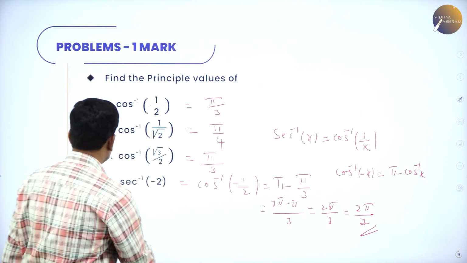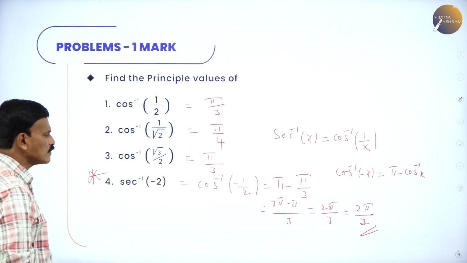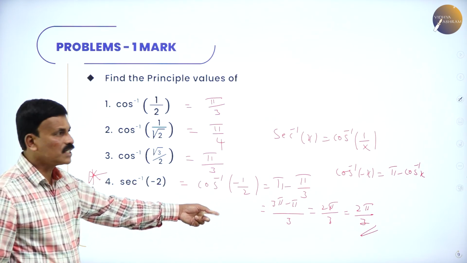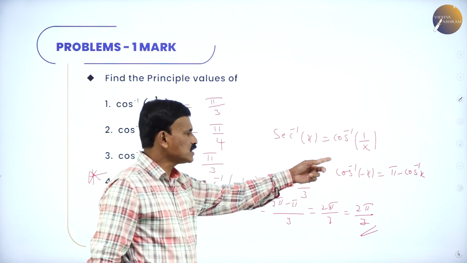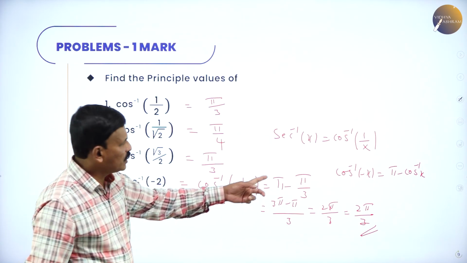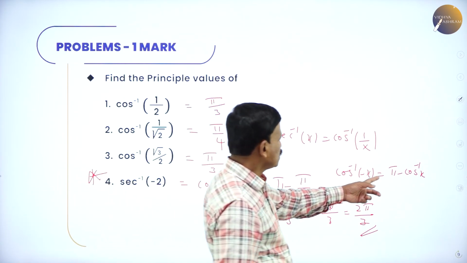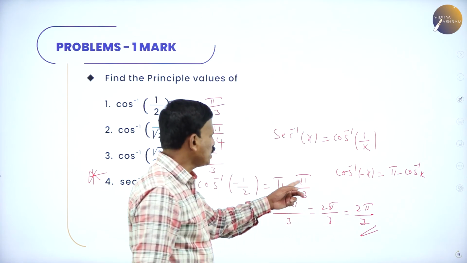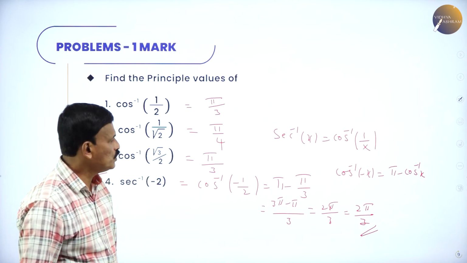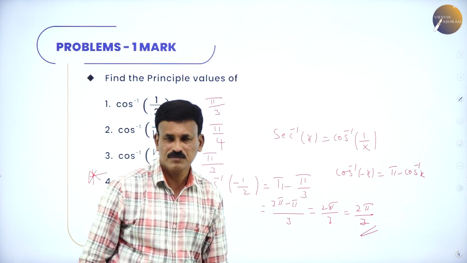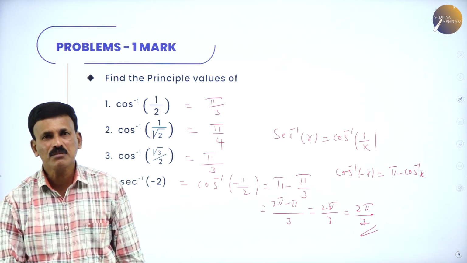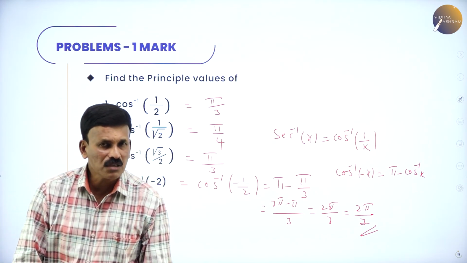This is a very important problem. You will get it for 1 mark. Secant inverse of minus 2 can be written as cos inverse of minus 1 by 2, because secant inverse x is cos inverse 1 over x. Since it is negative, cos inverse of minus x is equal to pi minus cos inverse x, pi minus pi by 3. So that is 3 pi minus pi by 3, which is 2 pi by 3. Right? Hope you are following. Very easy. Once you know the table, it's very easy to write the solutions for this.